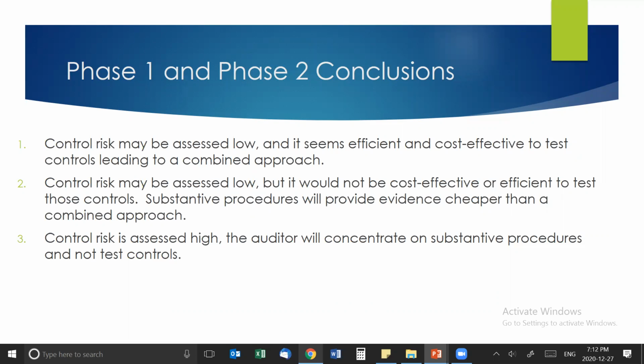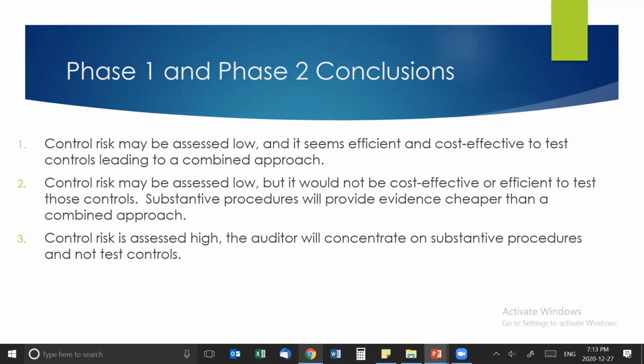You can do some of the testing during the year, and that would allow you to do less work at year-end. Control risk may be assessed as low, which is the second scenario, but it wouldn't be cost effective or efficient to test those controls, and therefore you would do substantive procedures only.